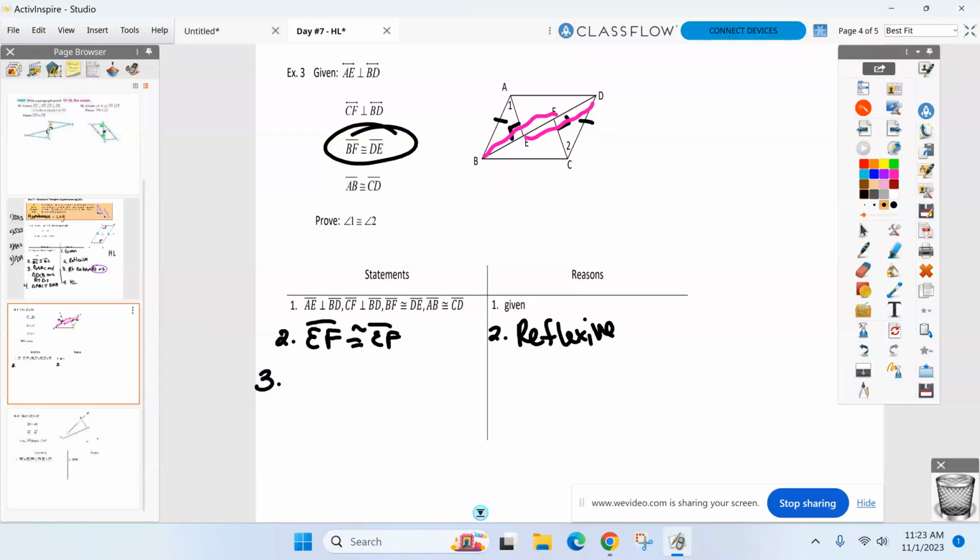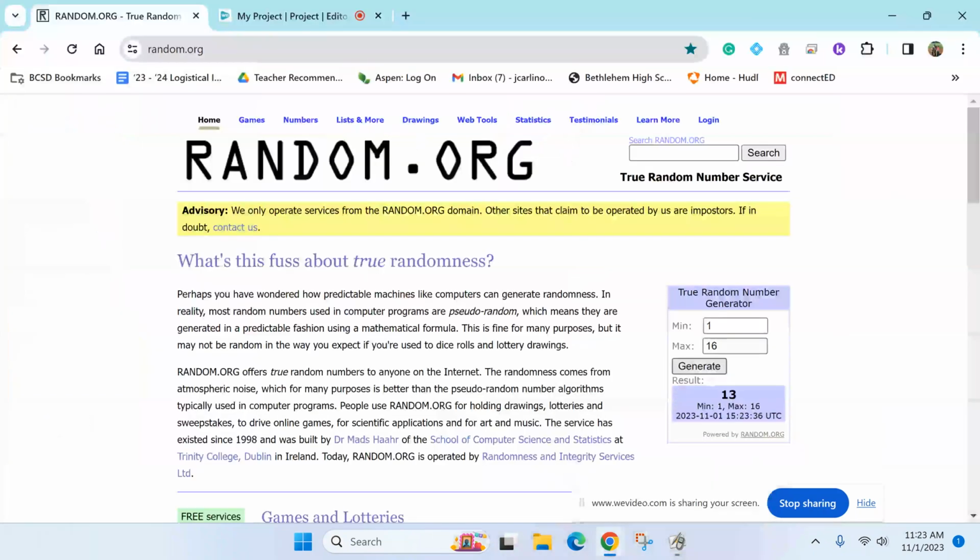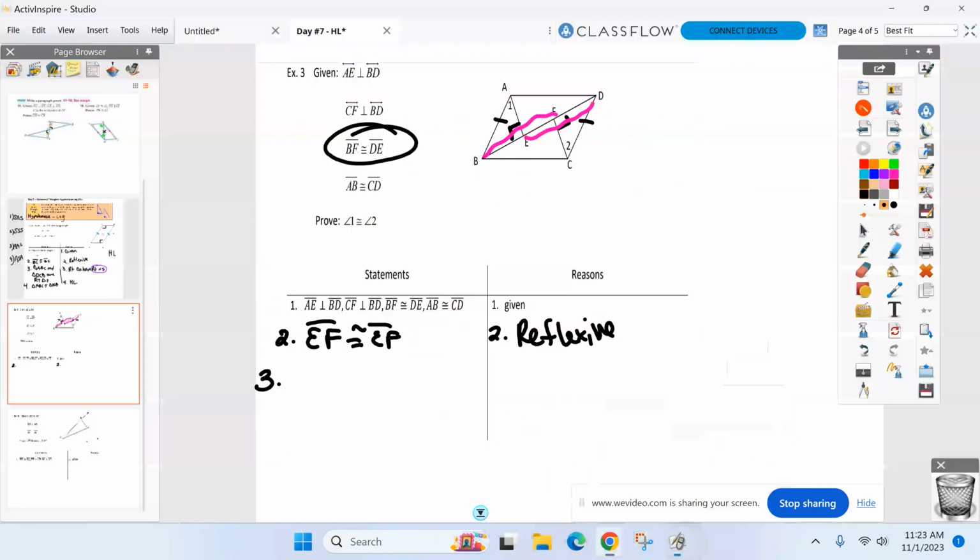Give me the subtraction statement now, please. Subtraction statement. Go ahead, Charlie. What's the subtraction statement? Segment BF minus segment EF, DE minus EF. Yep, BF minus EF, and then DE minus EF. Good. There's subtraction.